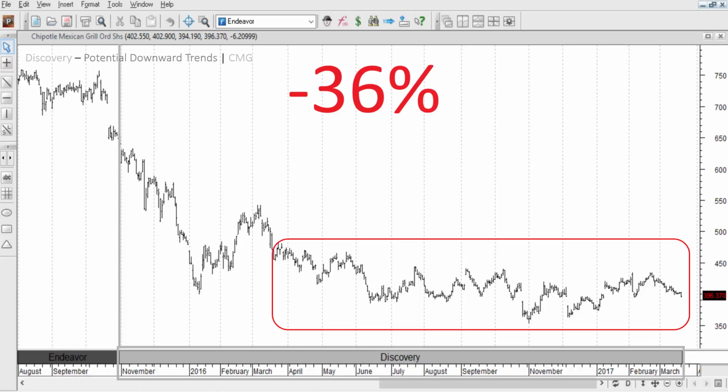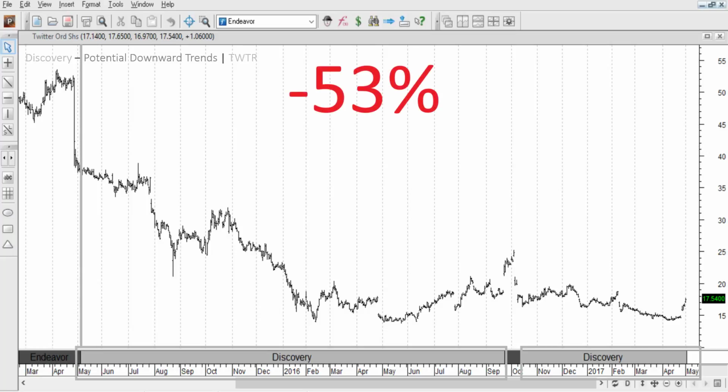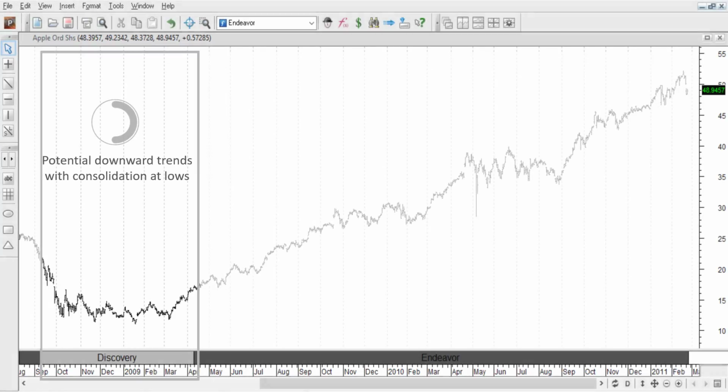Or how about Twitter, ticker symbol TWTR, whose price entered the Discovery category in May of 2015 and has since fallen more than 53%. Imagine how it must have felt being in this trade as price sunk more and more every day, eventually just consolidating at its low. Now, believe it or not, there is still hope for these stocks. In fact, that brings me to my next point.